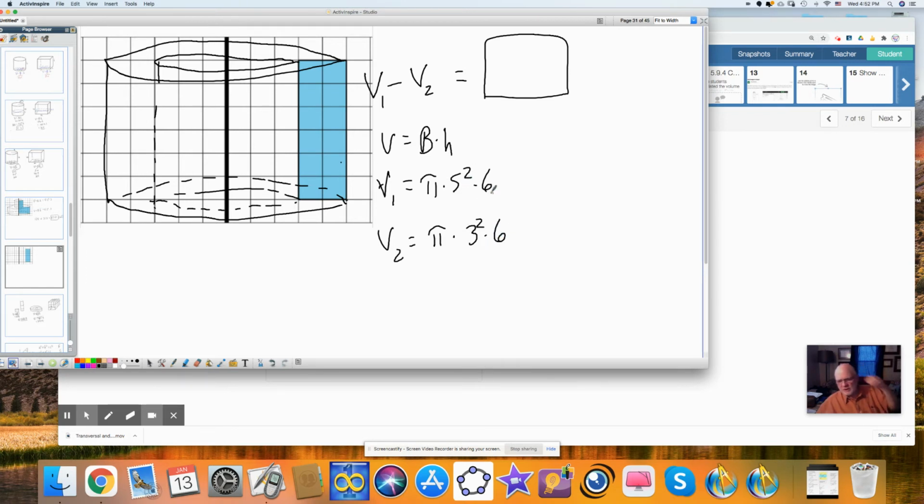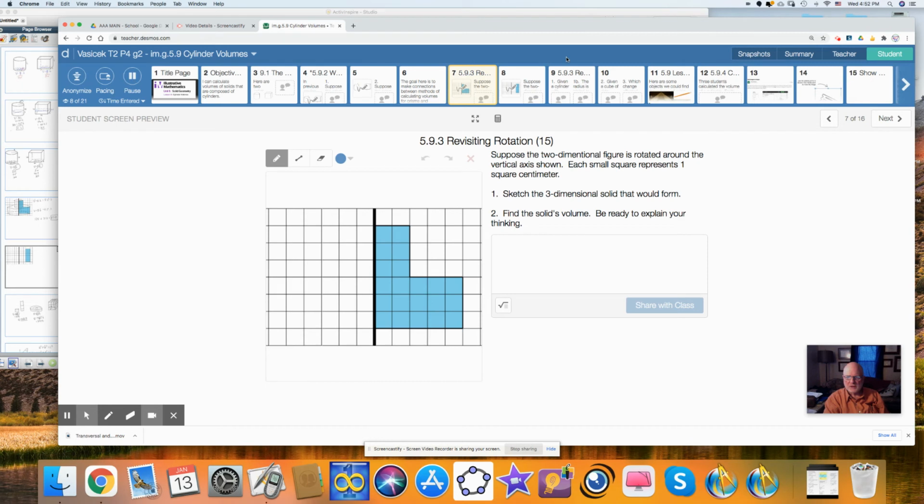So here I have 25 times 6, let's see, 6 times 4, that's 150 pi. And I subtract from it my 3 squared, which is 9 times 6, which is 54 pi. And I get for my answer 96 pi. And again, you can plug that into a calculator if you want.